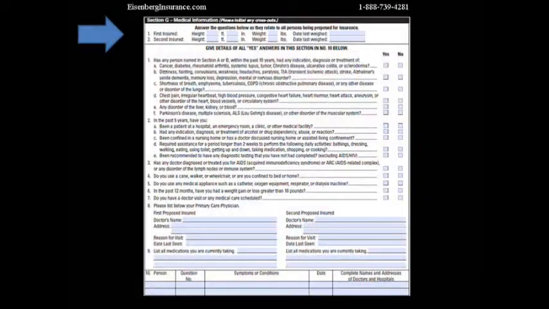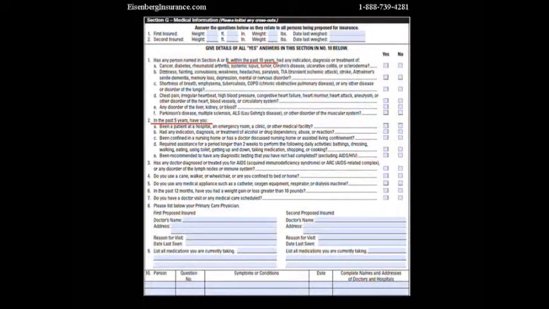The next page is the medical information, Section G. At the top of the page, you will need to list the insured's height and weight, even if they don't want to list them, and the date they were last weighed. A month will do. We don't need specifics. In the section below, the medical questions are asked.